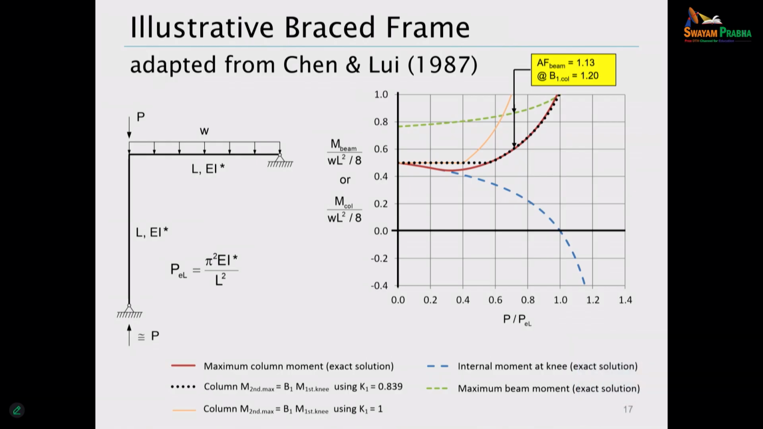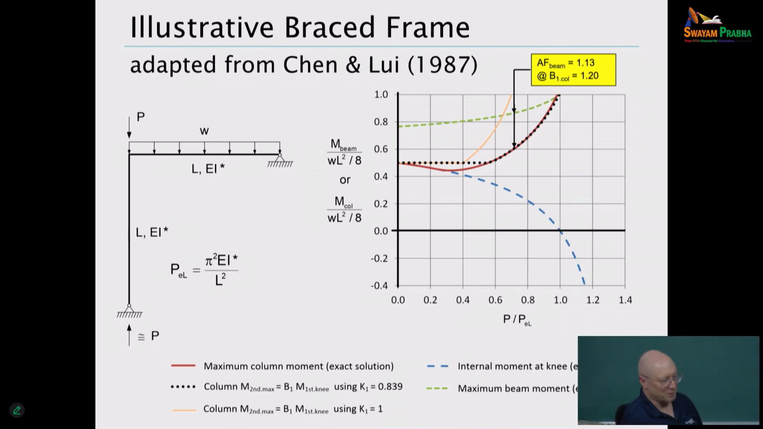But that red curve then drops below that solution. We're basically getting a reduction in the maximum moment in the column for as long as P over PL doesn't get too large. But then, if we have very large P over PL, we're going to get some significant amplification of the maximum column moment.